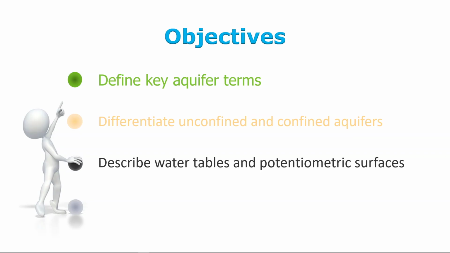You should be able to differentiate between the properties of confined and unconfined aquifers. And then you should be able to differentiate water tables, that's associated with unconfined aquifers, that's where the water sets the top of the aquifer, while potentiometric surface is associated with confined aquifer, and this tells you about the water pressure inside the aquifer, how the water is pressurized inside the aquifer.